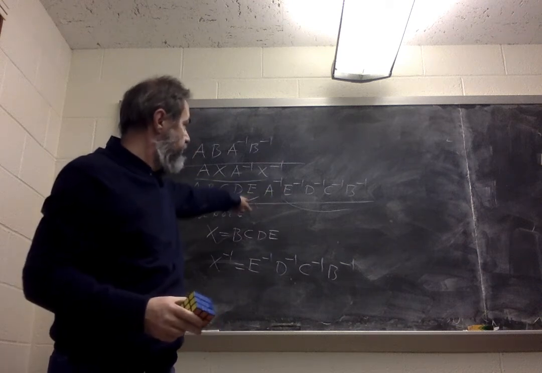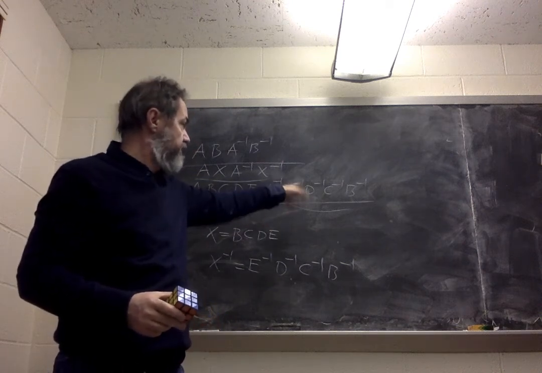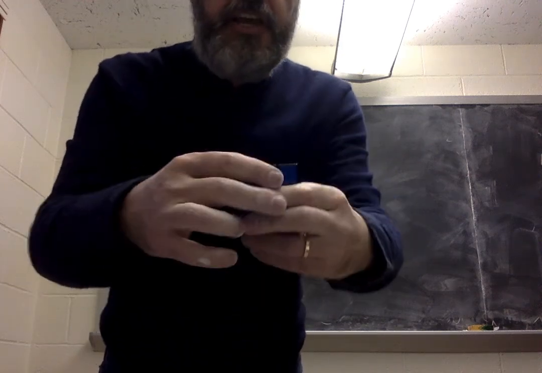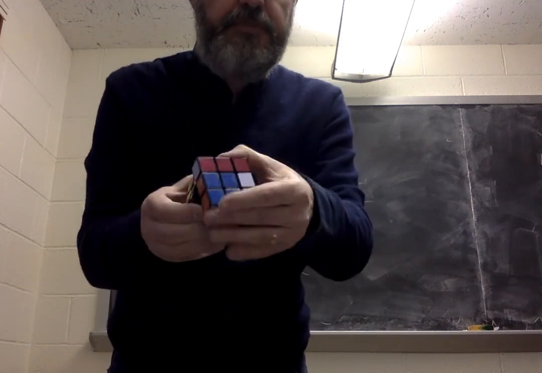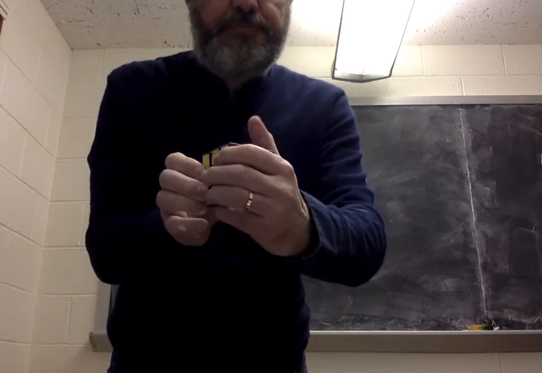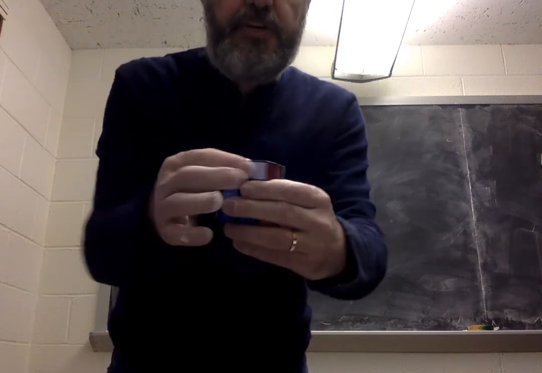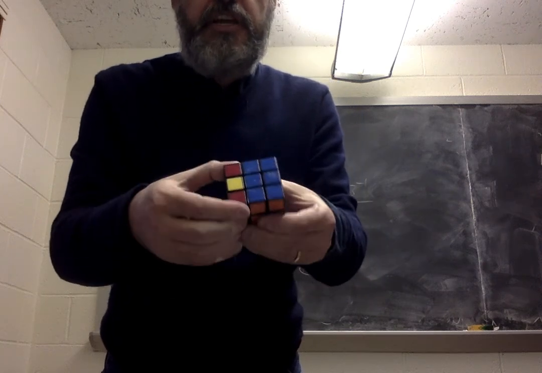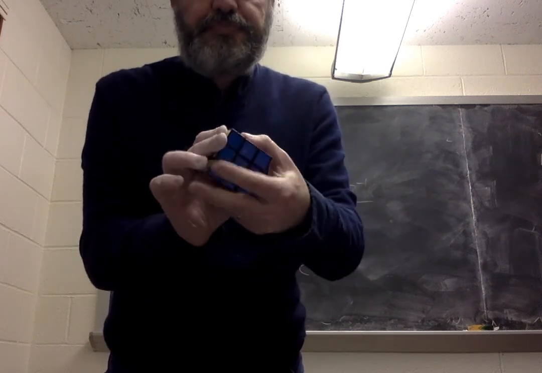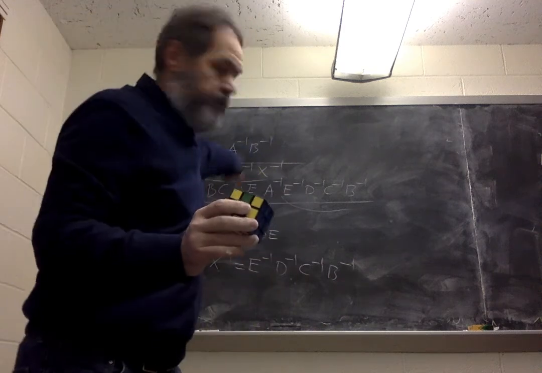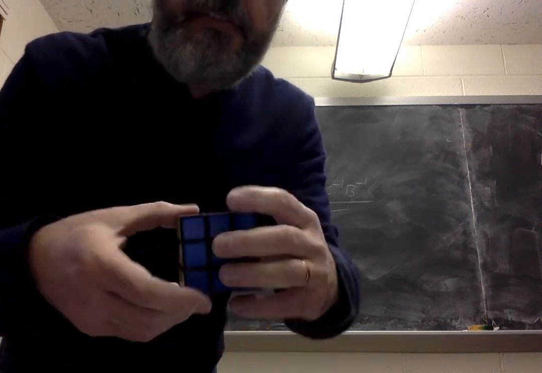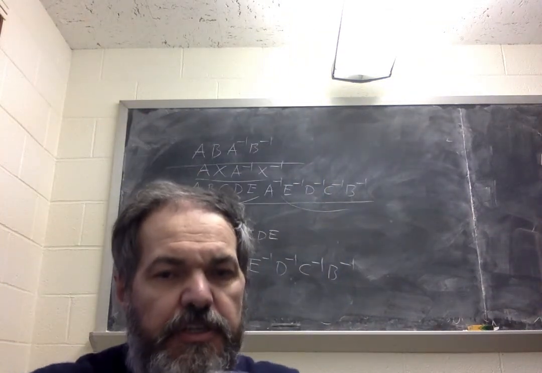A, B, C, D, E, A inverse, E inverse, D inverse, C inverse, B inverse. So we'll go like this. Let's say A, B, C, D, E, and then A inverse, E inverse, D inverse, C inverse, B inverse. That's what we have there. Almost everything stays as it was, except for three of these.